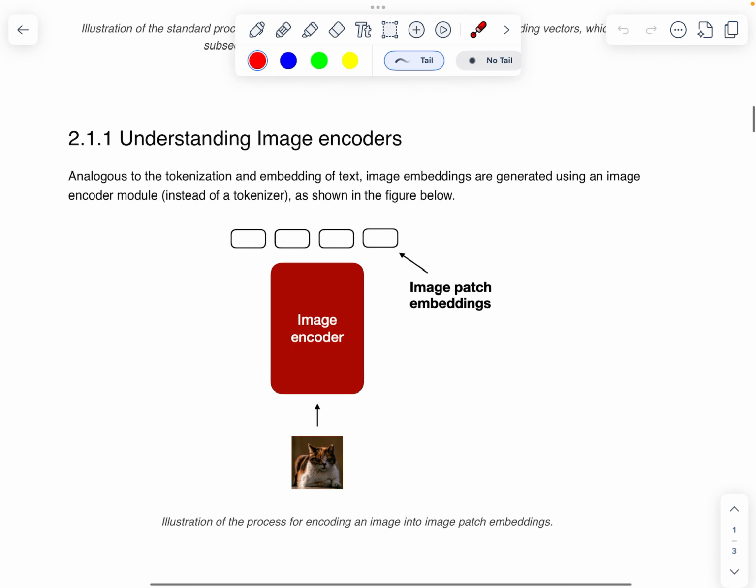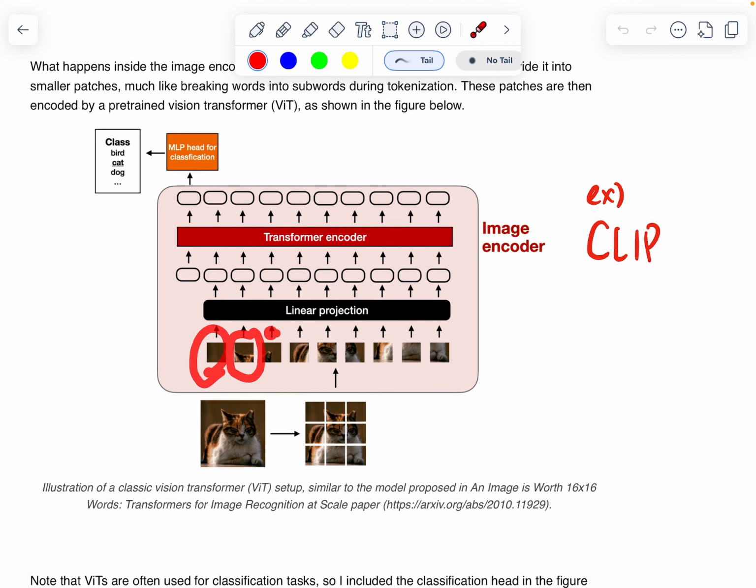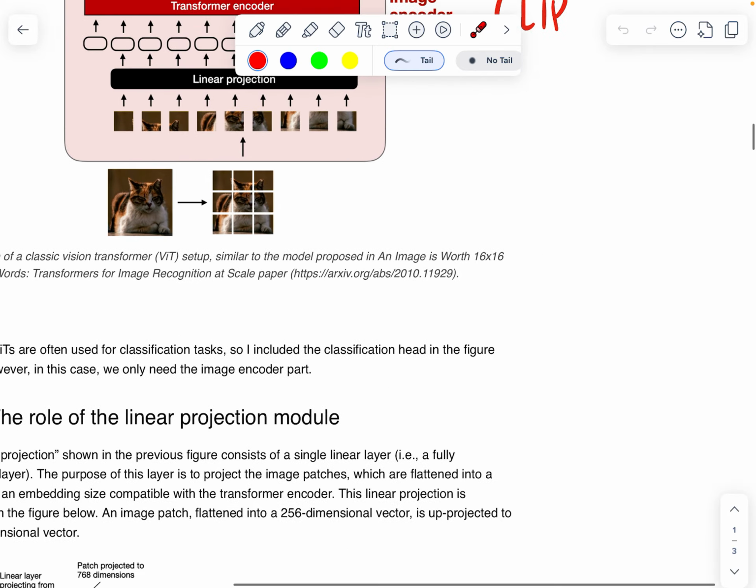So understanding image encoders, if you're given an image, you basically want to generate the image patch embedding. So how would you do this? Patch means you split it up into X parts. This guy specifically split into 9 parts, and then he does the linear projection, and then he generates the embeddings, and then the transformer encoder. The image encoder, such as CLIP or ViT, and then they generate the embeddings there, and then this is fed to the MLP head for classification.